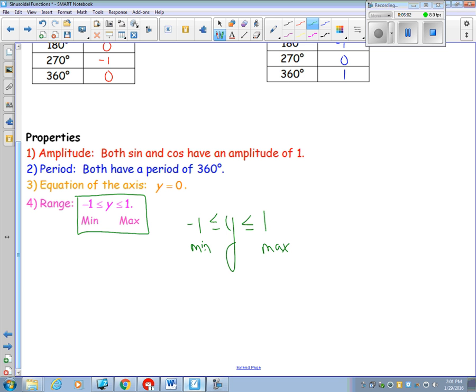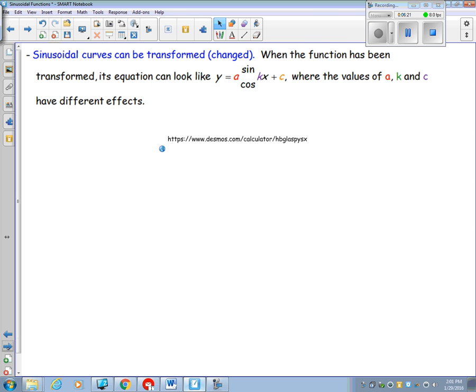So when we start talking about range, we can use something called interval notation to say what values our graph lies between, -1 and +1. The nice thing about sinusoidal curves, the sine and cos, is we can start using our calculators and do some really neat things with them. Next, we're going to look at how we can start transforming these things, changing them.